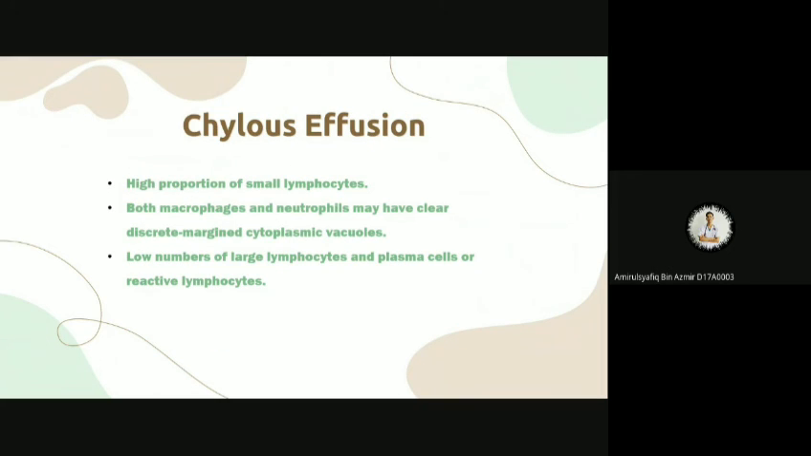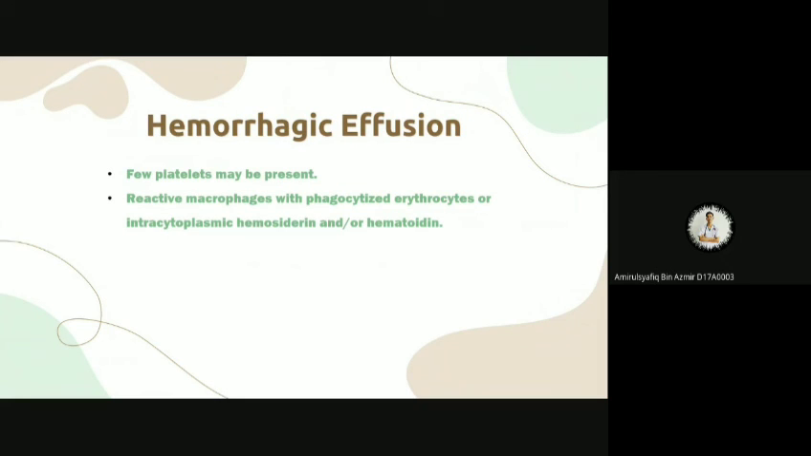For chylous effusion, we can see a high proportion of small lymphocytes. Both macrophages and neutrophils also may have clear discrete margins with cytoplasmic vacuoles, and a low number of large lymphocytes and plasma cells or reactive lymphocytes can also be seen. Next is hemorrhagic effusion. In cytology, few platelets may be present. We can also see reactive macrophages with phagocytosed erythrocytes or intracytoplasmic hemosiderin or hematoidin.